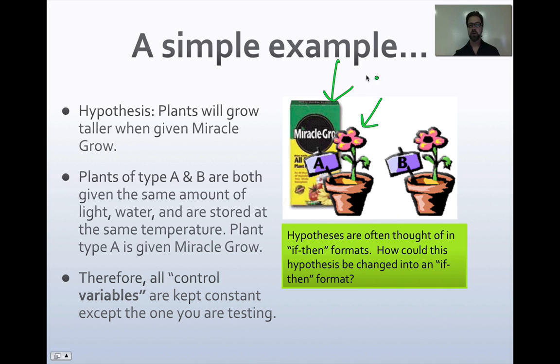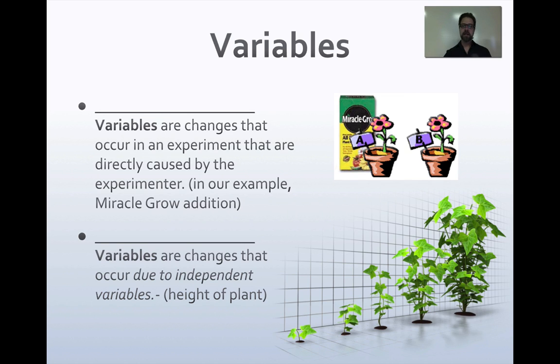What kind of control variables? Well, we said in the statement, light, water, and temp. Those 3 things. Okay, all the same for both. Next, let's identify a couple of other variables that are involved with your experiment.